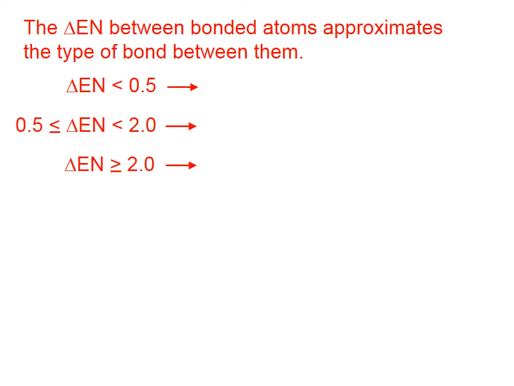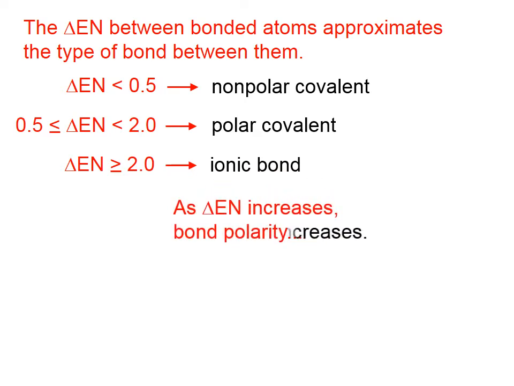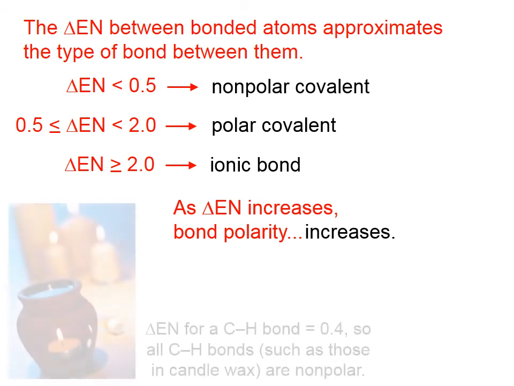And that electronegativity difference between bonded atoms approximates the type of bond between them. If the electronegativity difference is less than 0.5, we consider that a nonpolar covalent bond. If it's between 0.5 and 2, we consider that a polar covalent bond, and if it's greater than 2, we tend to consider that an ionic bond. The difference in electronegativities is a continuum, and we have drawn lines as to where we're going to call a nonpolar covalent or a polar covalent or an ionic bond. As the difference in electronegativity increases, the bond polarity increases.